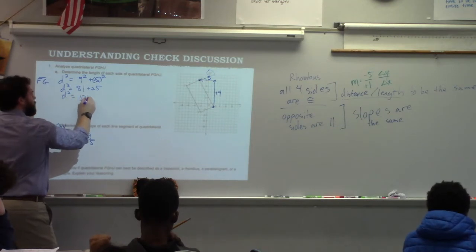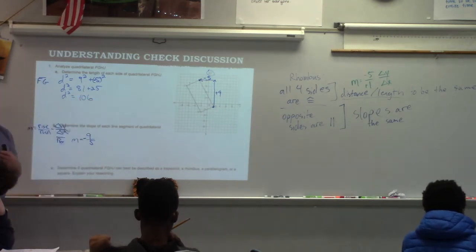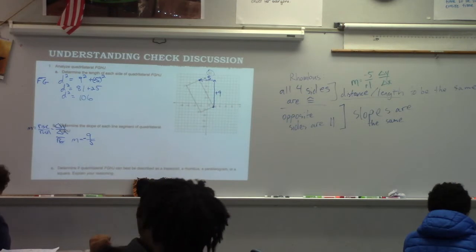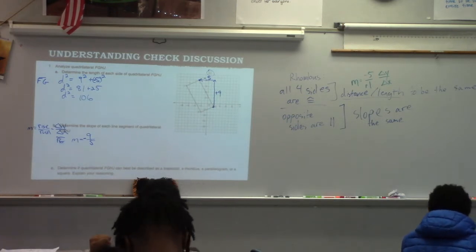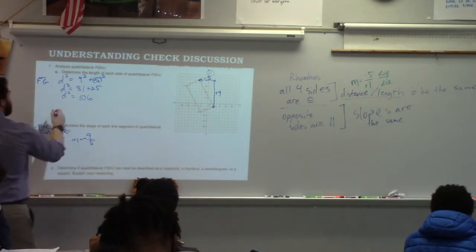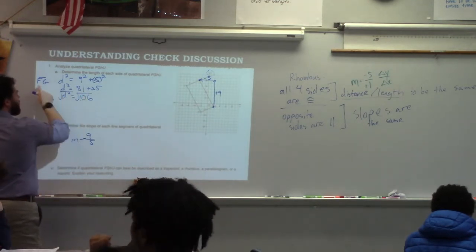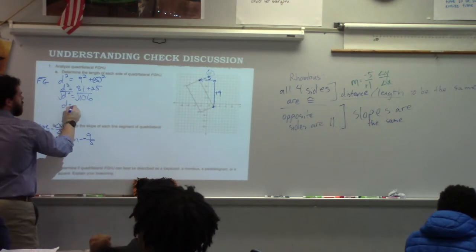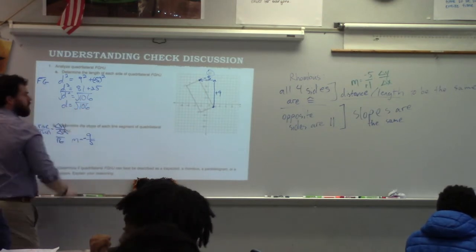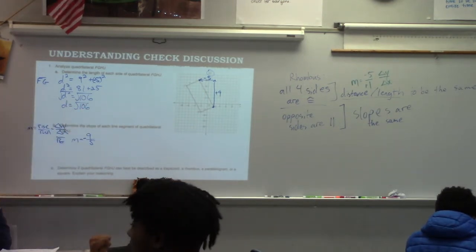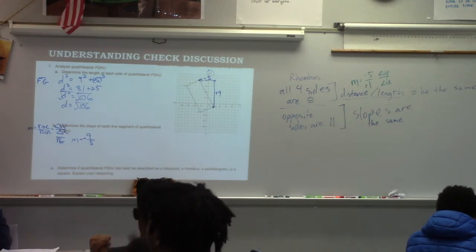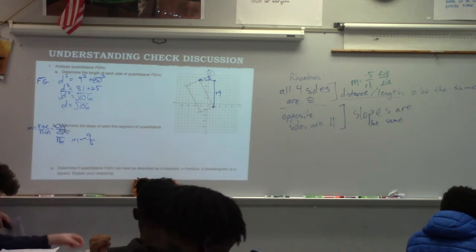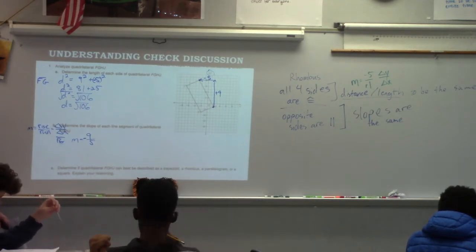And I saw a lot of people get to this point, or get to the 106, but what do we have to remember to do for that distance? Take a square root. So, what's the distance between FG? Square root of 106. Comfy with that idea? Questions, comments, concerns?